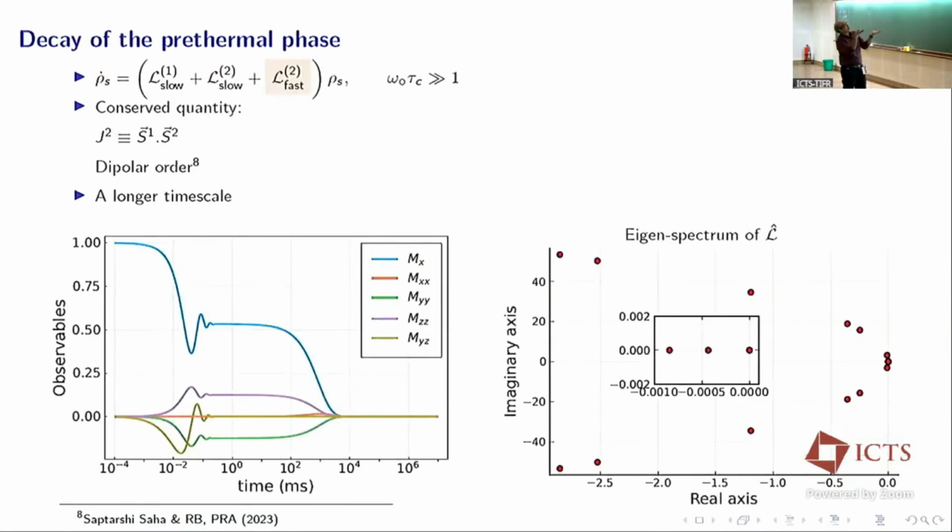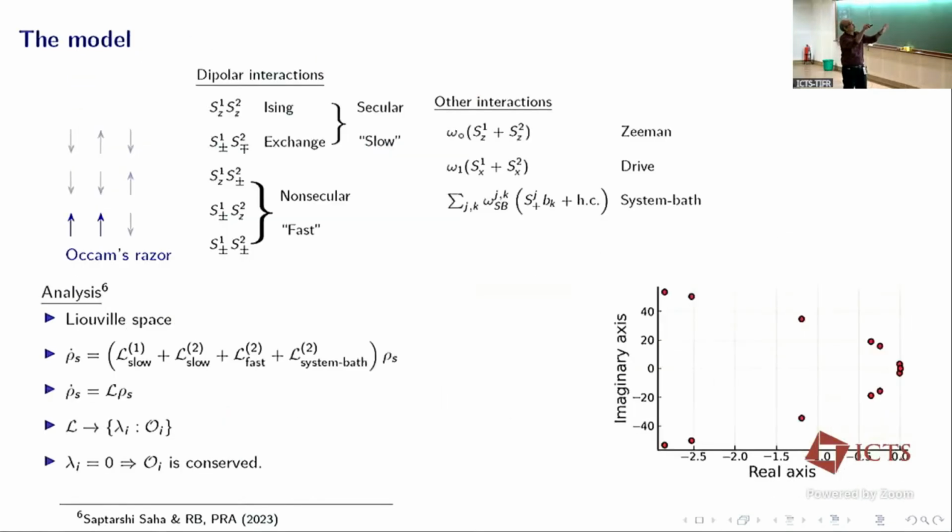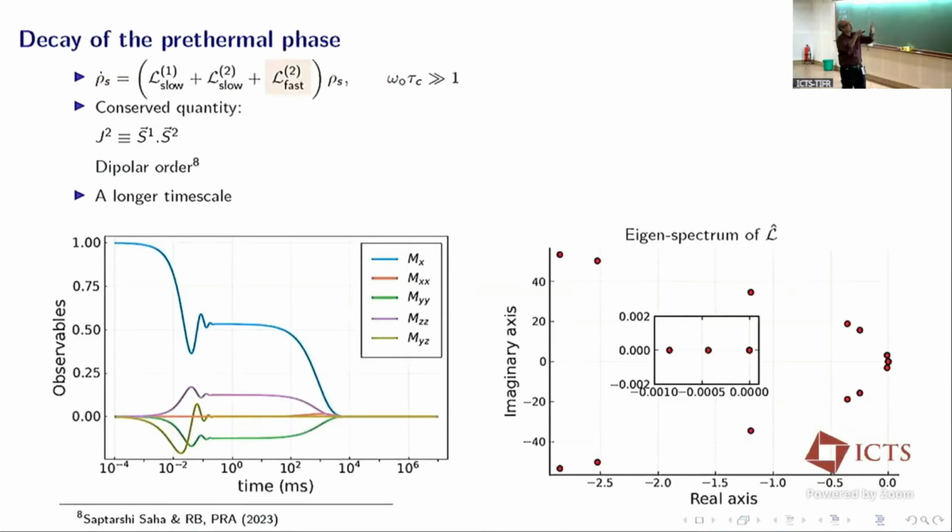The moment you add the dissipator from the other part, the non-secular part of the dipolar interaction, that gives you a dissipator, and this dissipator lifts the degeneracy. And the net result is, after a very long time, you see the plateau slowly decays. So that completely captures the experimental behavior.